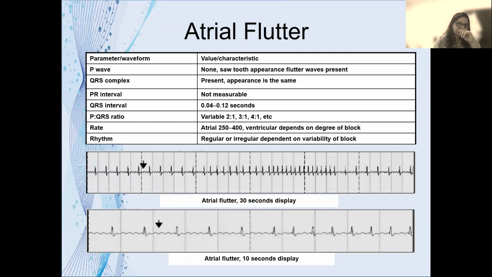Now, the next supraventricular tachycardia, which is occurring in the atrium, is atrial flutter. In atrial flutter, I told you that the P wave would look like a sawtooth. Okay. And then you have a rate which is very high. Atrial rate would be very high, and the ventricular rate depends upon the degree of the block. And rhythm would be regular or irregular depending upon the variability of the block that occurs there. So look at the ECG waveform. Look at the P. You can see a well-defined sawtooth appearance. So you have many P waves.